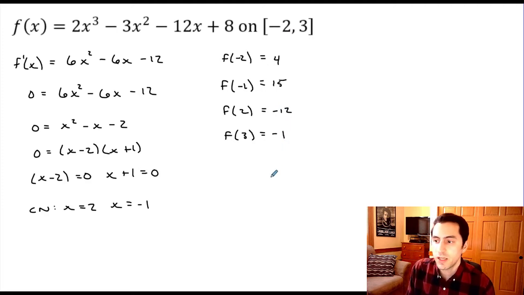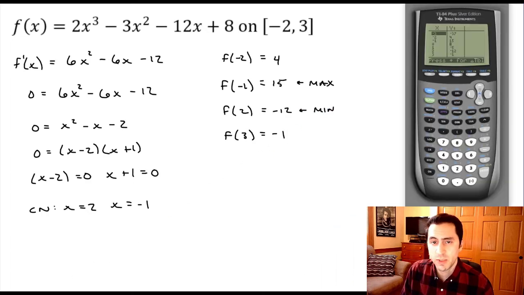So right away, just taking a look at this, we can identify what our maximum and our minimum value is going to be. So the overall largest value is 15. So this is going to be our maximum, our absolute maximum. And then our smallest value, the -12, this point is going to be our minimum.